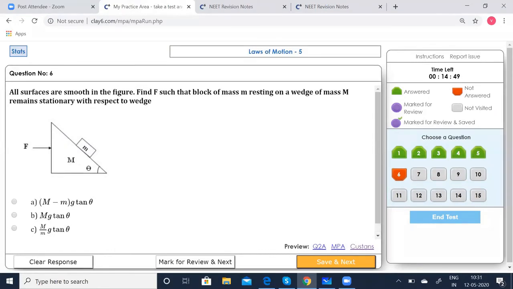Next is: all surfaces are smooth in the figure. Find F such that block of mass M resting on a wedge of mass M remains stationary with respect to the wedge. What will be the force so that it is going to be stationary on the wedge? Now let us quickly go to that. Let me draw the FBD so that you can understand it.